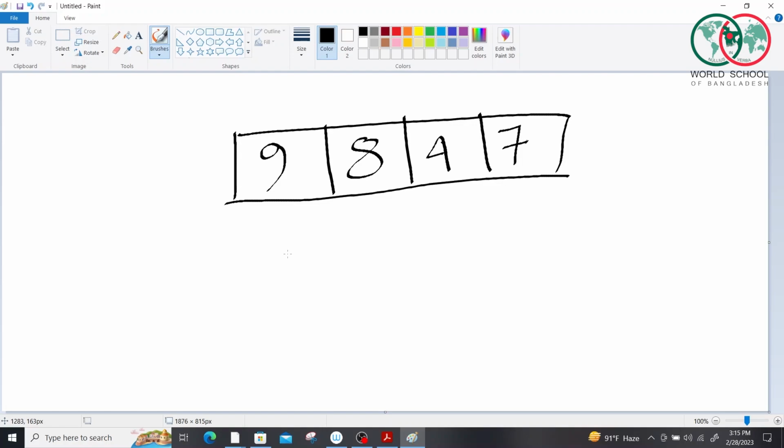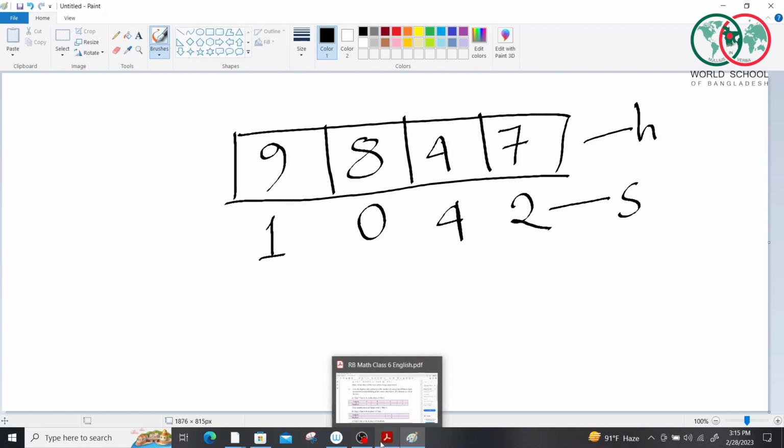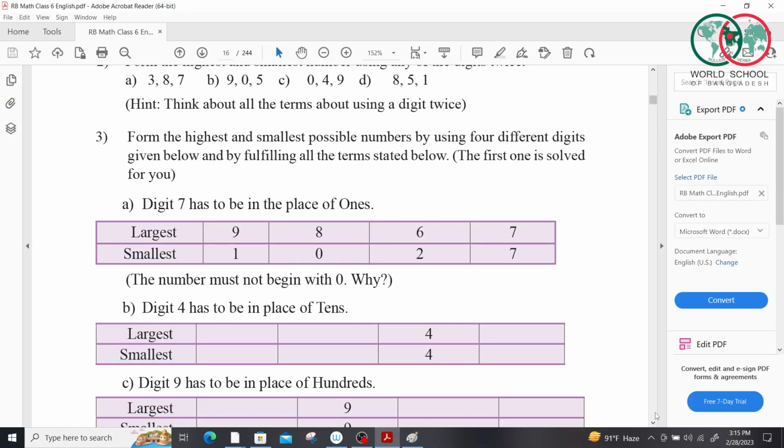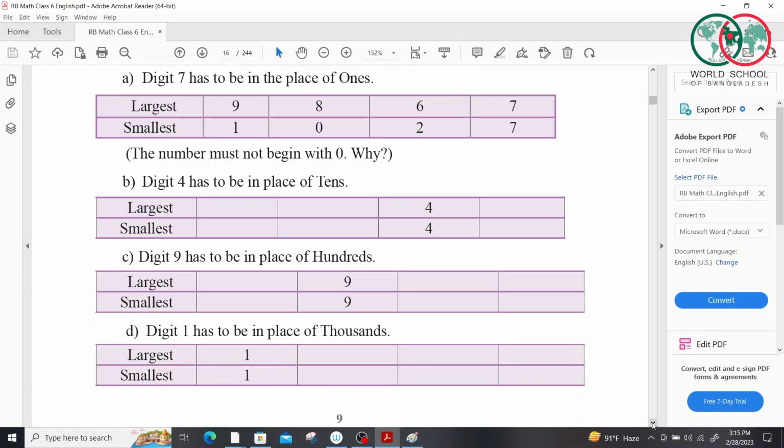So after 8, the second largest is 7, so it will be here. And to find the smallest, 4 will be here, right? The smallest digit is 0, but we can't write 0, so 1. Then again 0, then after it's 2. So this is the smallest, this is the highest. I think you guys have understood already. So let's go to the next exercise.